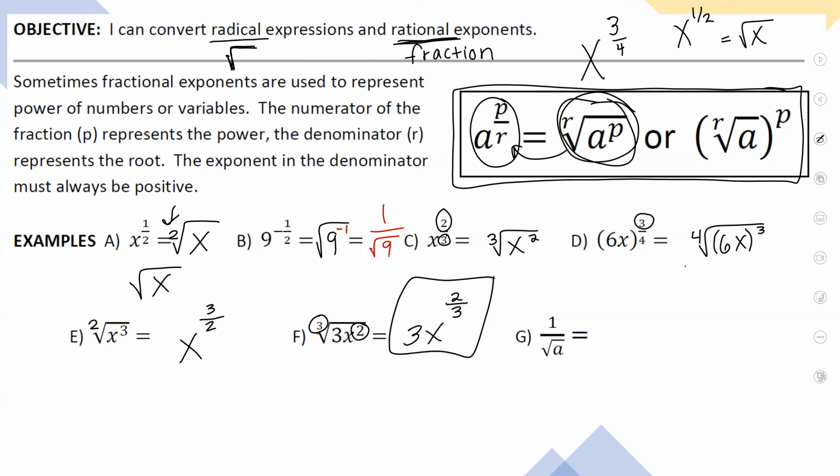Okay, let's try G. What is it missing on the outside that it normally has? A 2. And what's on the inside that it normally has? A 1. So that means 1 is in the numerator, 2 is in the denominator. And since it's in the denominator, we know it originally was in the numerator. So that's how you do G.